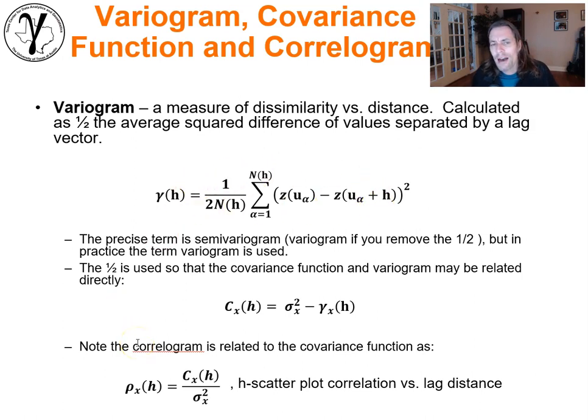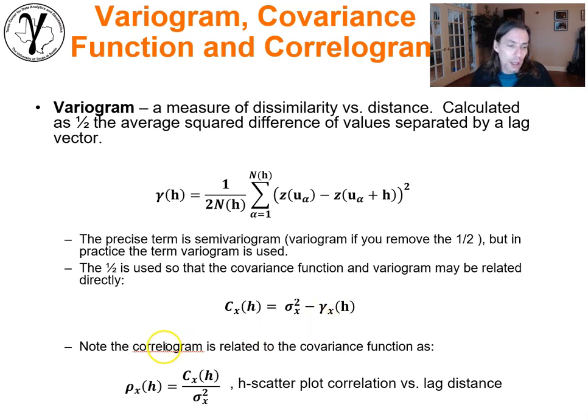Now, why is the 1/2 there? The 1/2 is there to make all the math work out very nicely. Because of that 1/2 term being tucked in there, this relationship stands. The covariance function over lag vector h is equal to the sill, or the variance of the problem, the variance of the data set, minus the variogram value at that same lag vector h offset.